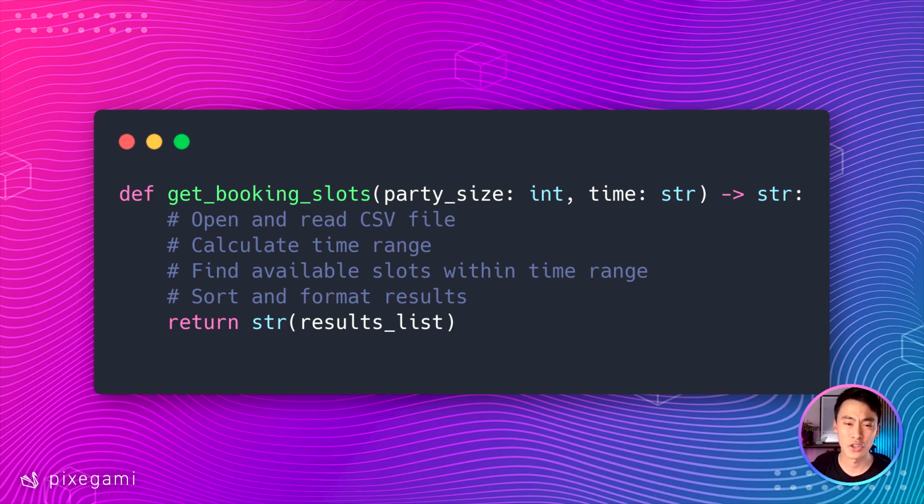So here I'm showing you the function signature. I've taken out the code and just replaced it with comments. I think it's more important to explain what we're actually trying to do with it, and then I'll show you the code quickly on my GitHub. When I use this function, it'll start by opening up the CSV file, and then it'll look through the data for slots that are close or within that time range. And then it'll sort and return them as a string.